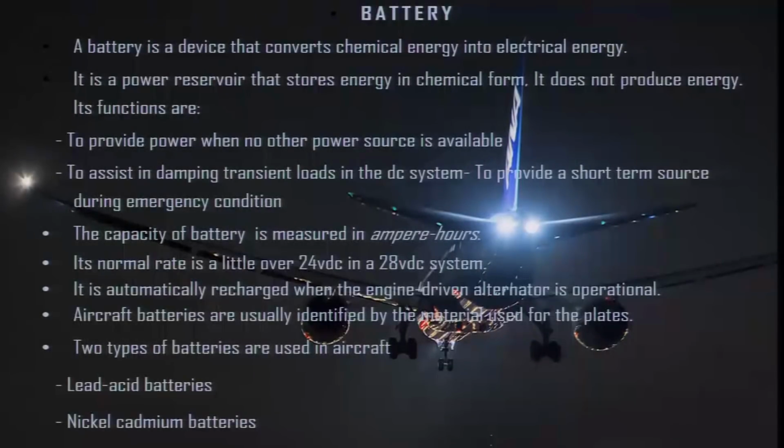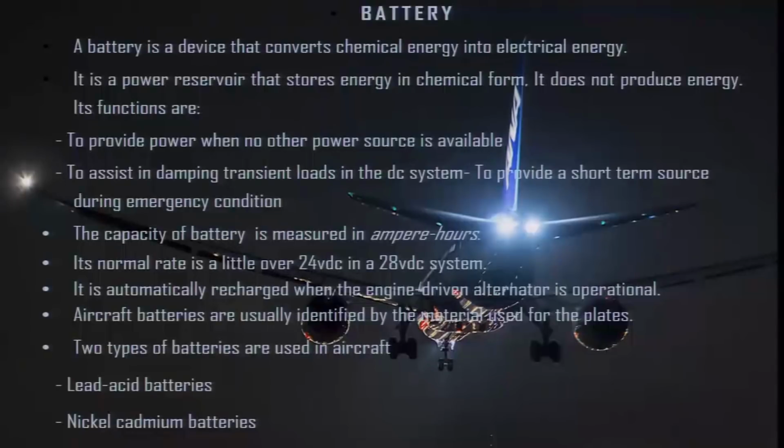Its functions are to provide power when no other power source is available, to assist in damping transient loads in the DC system, and to provide a short term source of power during emergency conditions. The capacity of a battery is measured in ampere hours. Its normal rate is a little over 24 volt DC in a 28 volt DC system. It is automatically recharged when the engine driven alternator is operational.